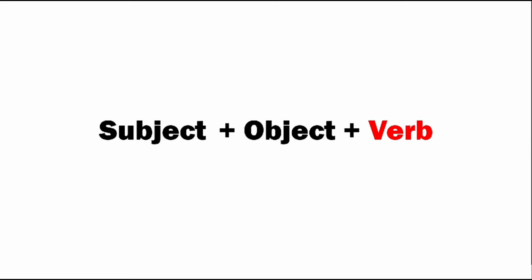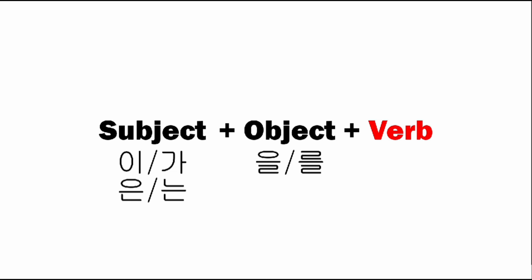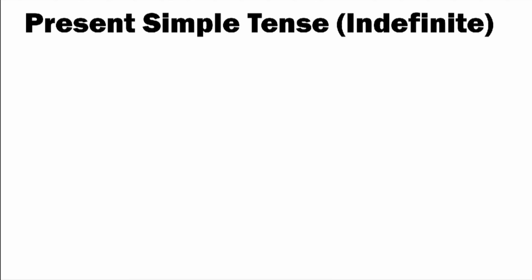Also note that in the Korean language, only the verb has to be at the ending. Other parts of the sentence can be rearranged in many situations. Since each part of a sentence has a particle attached to it, the meaning will remain the same even if it is rearranged. Now let's make some negative sentences in the present simple tense.